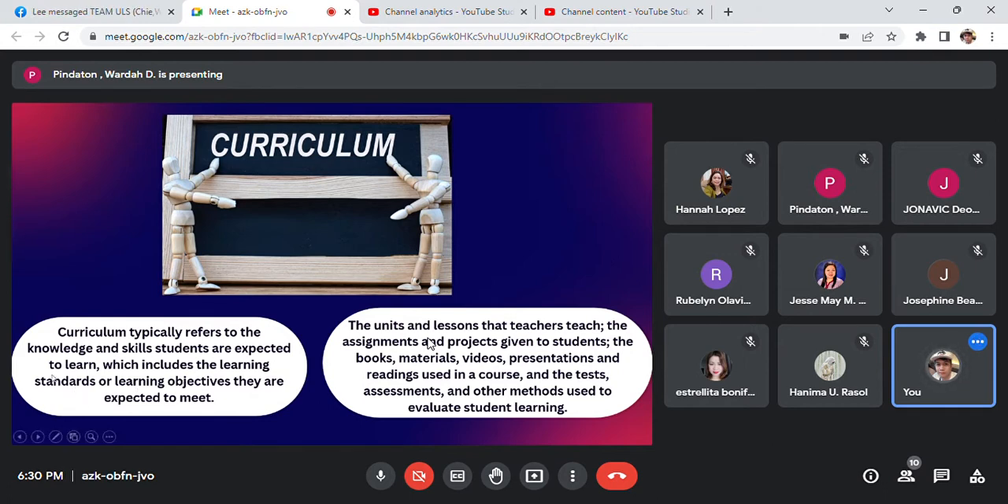A course's books, materials, presentations, and readings, as well as the quizzes, assessments, and other tools used to gauge student learning. The units and lessons that professors teach, the assignments and projects that students complete. An individual teacher's curriculum, for example, would be the specific learning standards, lessons, assignments, and materials used to organize and teach a particular course.